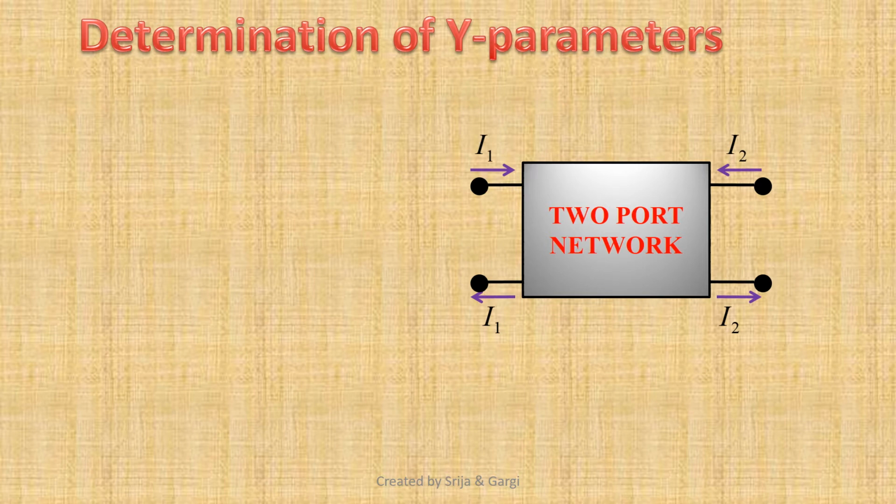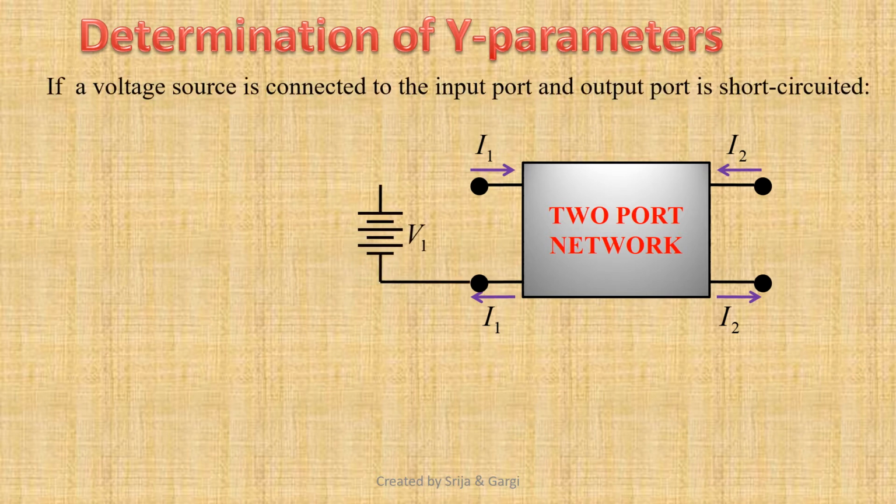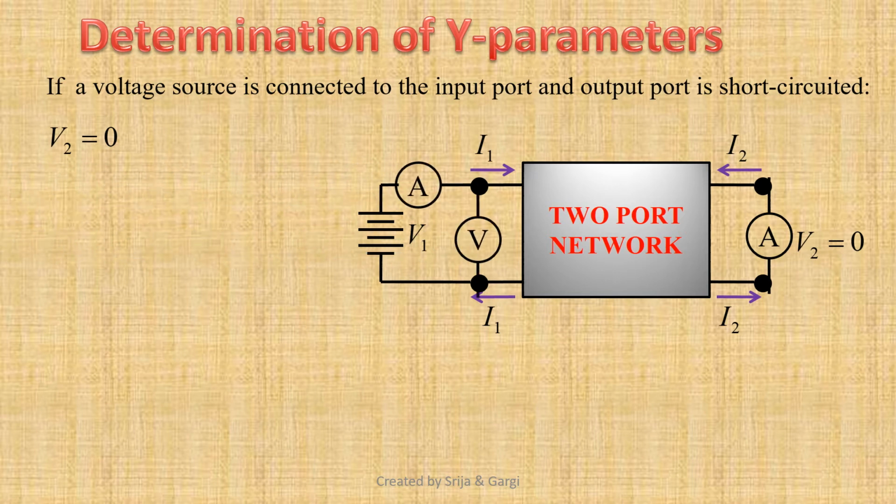Now let us find the Y parameters. First, we shall connect a voltage source at the input port and we will short circuit the output port using an ammeter. Hence, V2 equals 0. Now we shall connect an ammeter to measure input port current I1 and a voltmeter to measure the input port voltage V1. The linear equations used to describe a two-port network using Y parameters are I1 equals Y11 V1 plus Y12 V2 and I2 equals Y21 V1 plus Y22 V2.